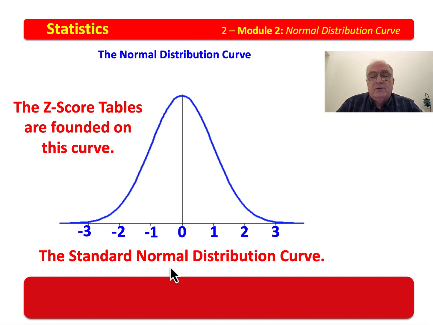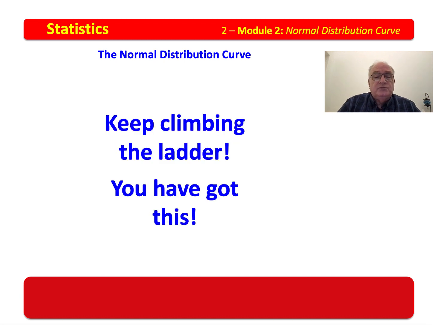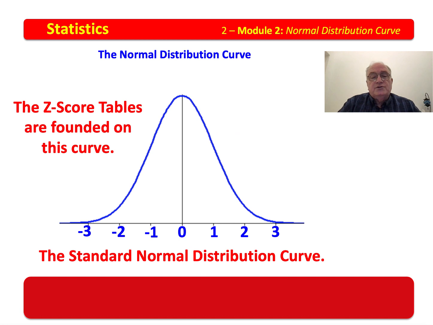When we use the standard normal distribution curve, what we have done is taken a normal distribution curve and used a special case where the mean is 0 and the standard deviation is 1, because that lets us tell all sorts of marvelous things about the distribution. Statistical analysis is founded on areas under the standard normal distribution curve. This is cool. What you have just done is seen the base of the foundation of what we're going to do in the days ahead.